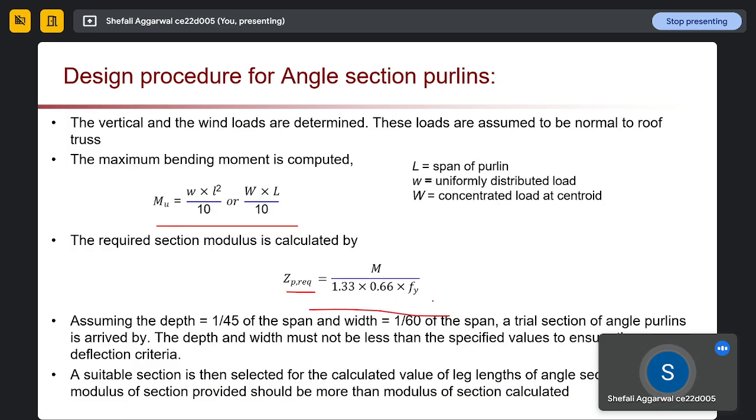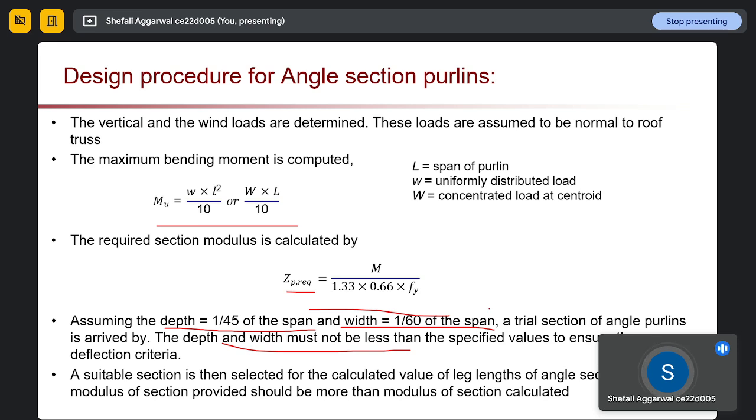So in the case of angle section, we are assuming our depth is span by 45 and width is span by 60, and a trial section of angle is arrived. Like we are calculating our trial section. And our depth and width should always be less than the specified value to ensure that deflection criteria is followed. Whatever depth and width we are choosing should be less than this depth value and this width value.